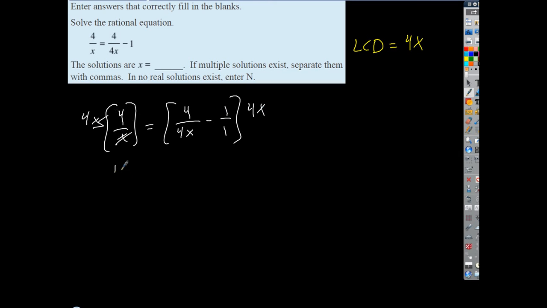So we end up with 4x times 4 over x equals 4 over 4x minus 1 over 1 times 4x. We'll distribute the 4x through the entire thing, through both sides. So on the left side, the x's cancel, and we get 16. On the right side, when we distribute the 4x times 4 over 4x, well, the 4x's in this case would cancel, and I would just get a 4. And then when I distribute to the 1, I just get minus 4x.